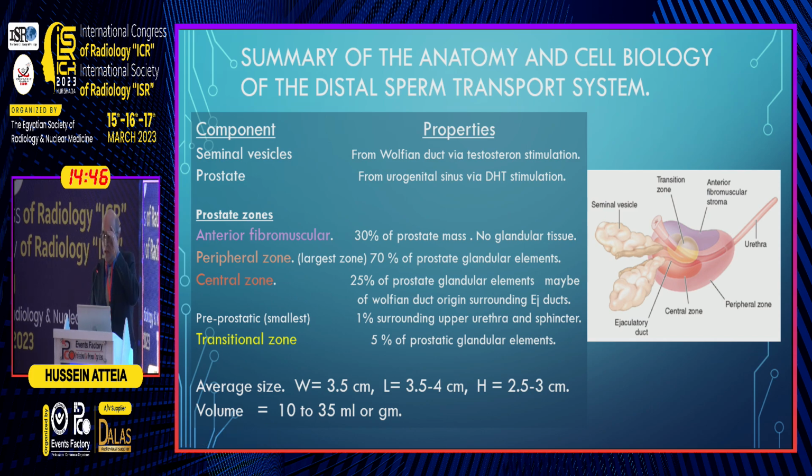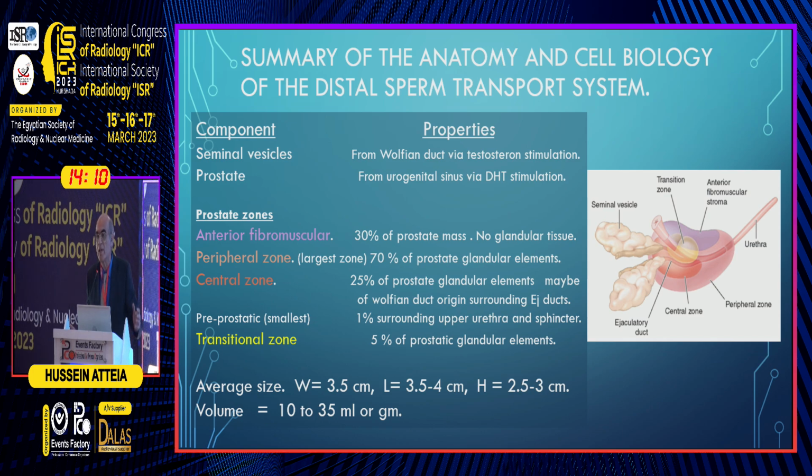Now again, a summary of the anatomy and cell biology of the distal sperm transport system. The seminal vesicles are derived from the Wolffian duct via testosterone stimulation. The prostate is derived from the urogenital sinus via dihydrotestosterone stimulation. The prostatic zones: the anterior fibromuscular stroma contributes 30% of the prostate mass, and it does not contain glandular tissue. The peripheral zone, the largest zone, forms 70% of the prostate gland, and it contains, of course, glandular tissue.